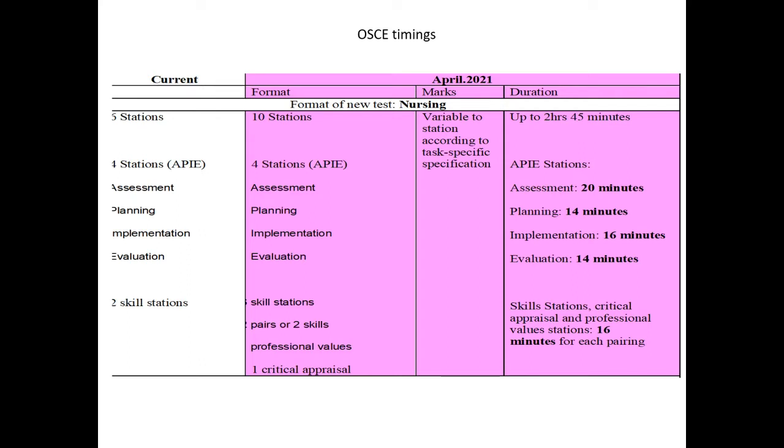So that's your APIE. And then for the 2 skills, you would have to familiarize yourselves with, now it's 11 skills. It used to be 9 skills, but they've taken out the basic life support because of COVID. So they were testing for 8, but they've introduced 3 more. I'm not going to go into detail about each skill, but it's 11 skills that you have to learn, and they'll only be testing you on 2.